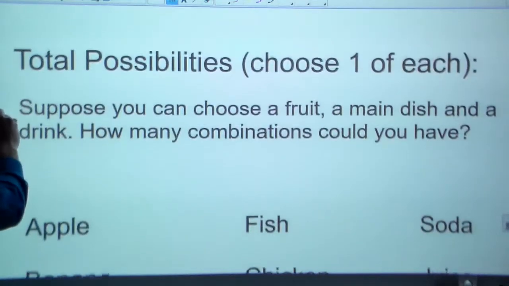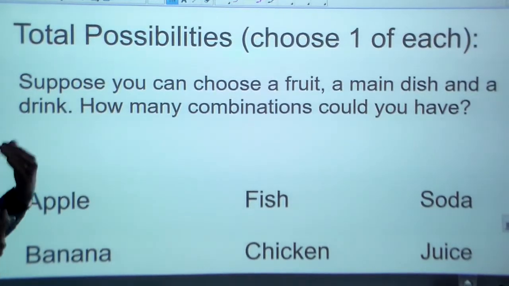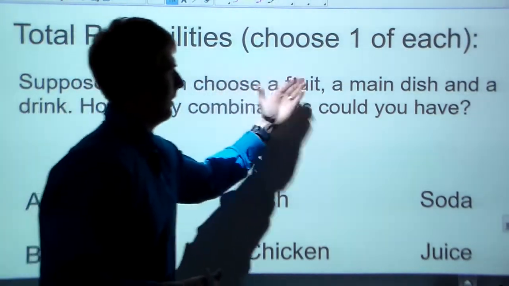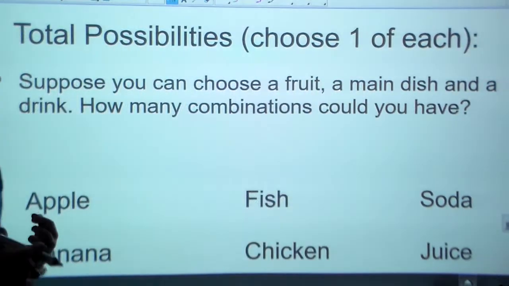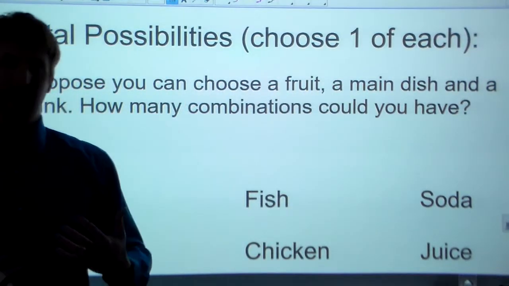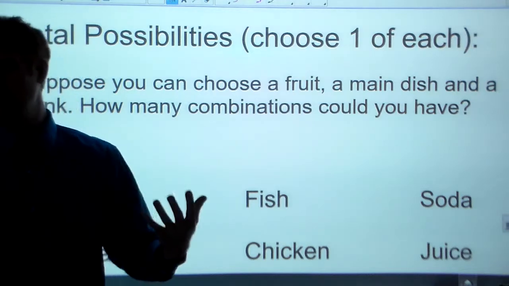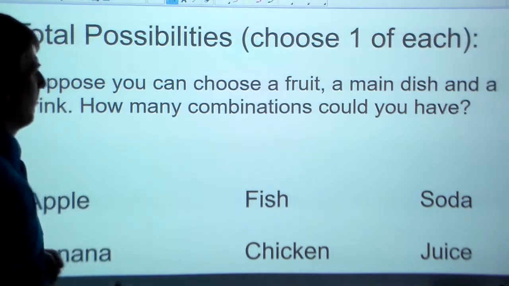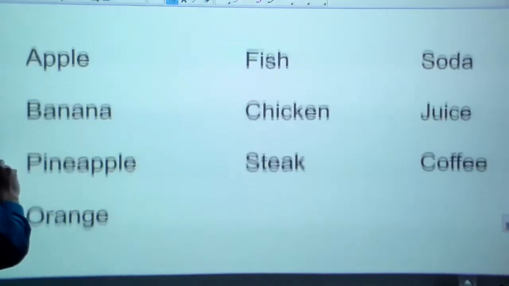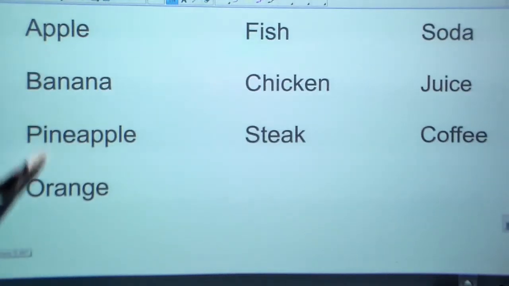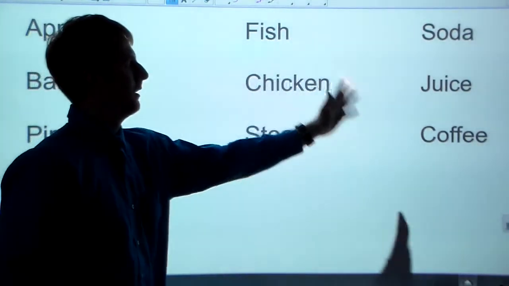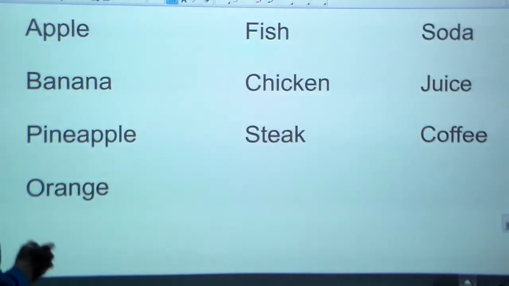Here's kind of the classic problem of a lunch menu. You're going to pick one of each. You've got a fruit, a main dish, and a drink. And we're going to see how many options you have, how many arrangements of menus you could do. It's going to look like a tree diagram first. So here's the layout. We got 4 fruits to pick from, 3 meats, 3 drinks in the end.